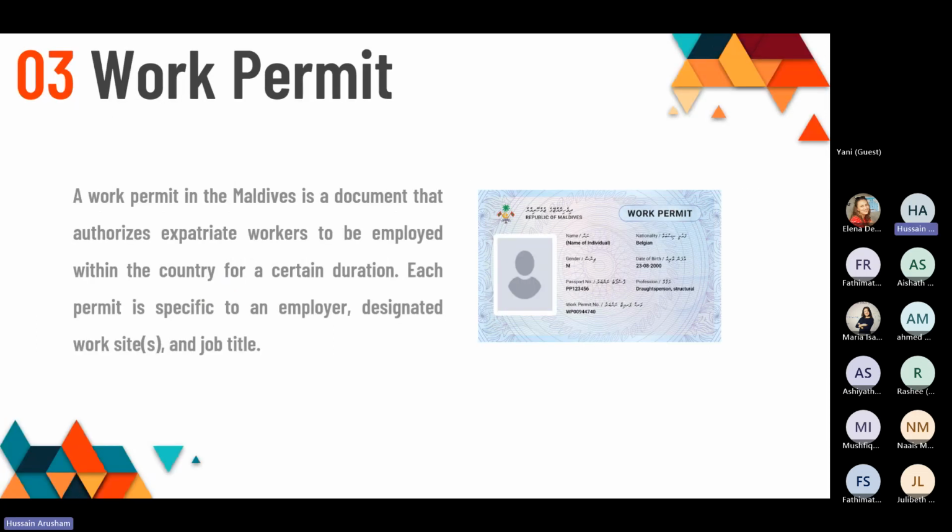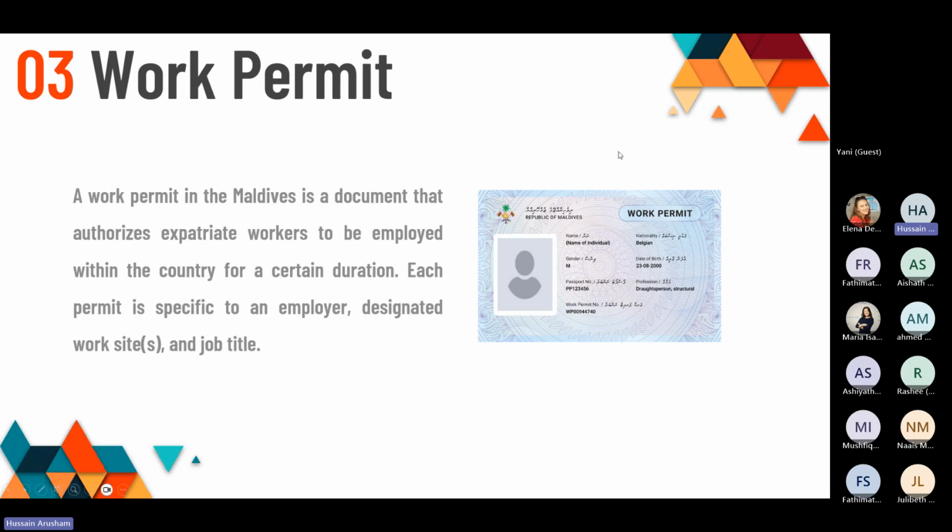And the third one is the work permits. A work permit in the Maldives is a document that authorizes expatriate workers to be employed within the country for a certain duration. Each permit is specific to an employer, designated work site or sites, and a job title.